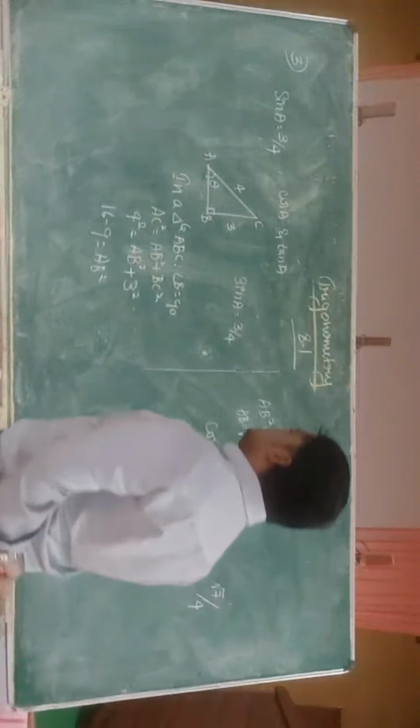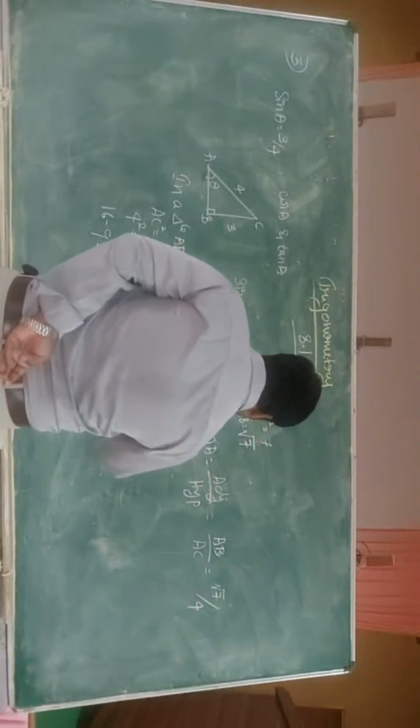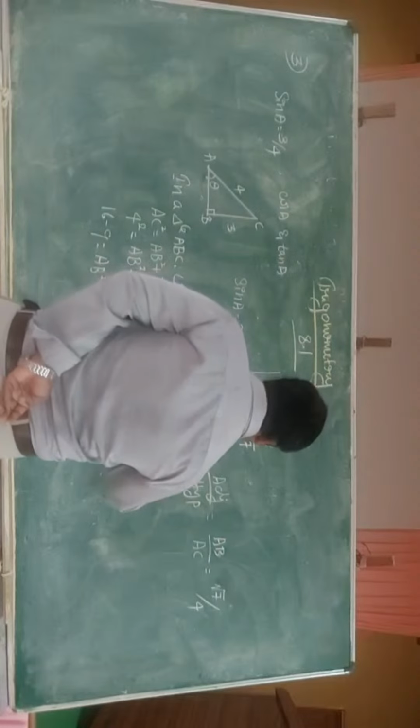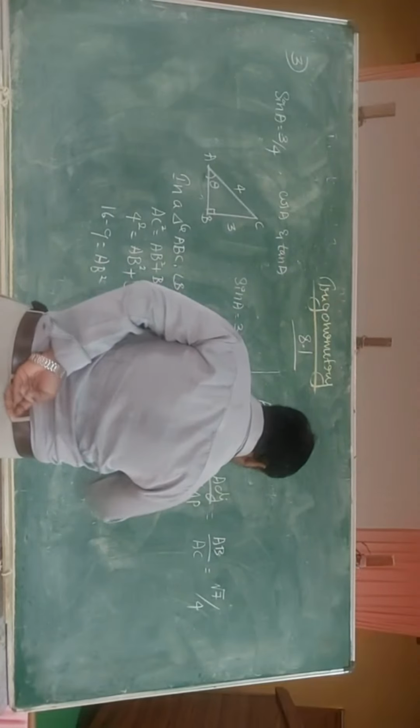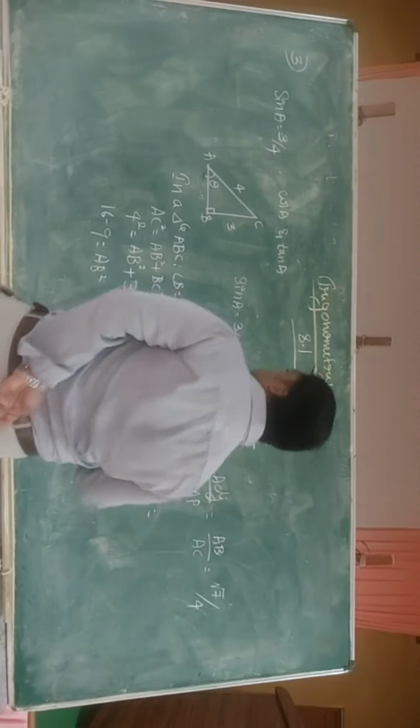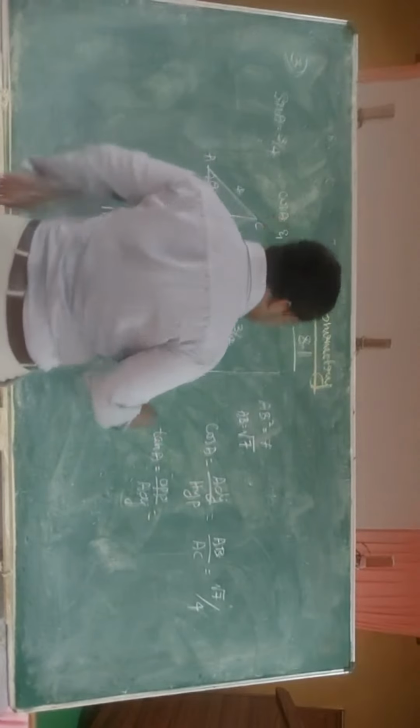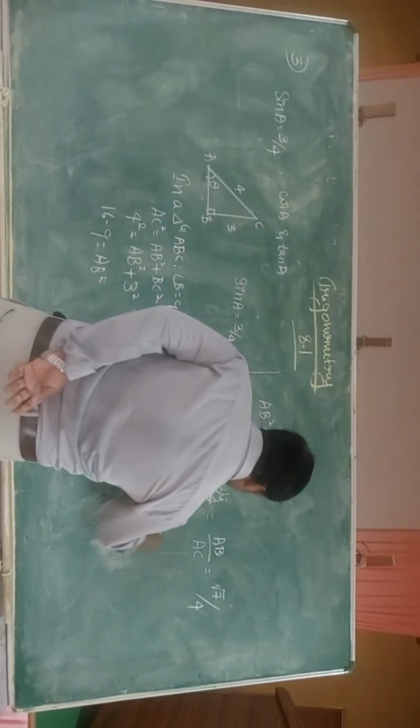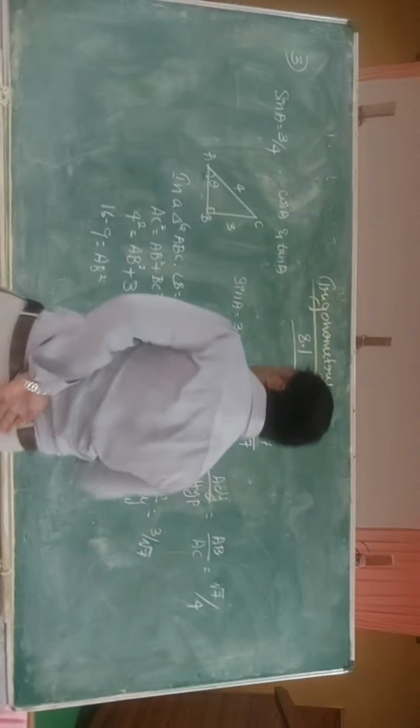And next, asked to calculate tan A. So tan is equal to opposite upon adjacent. So opposite is 3 and adjacent is root 7. So 3 upon root 7. Check in the answer sheet.